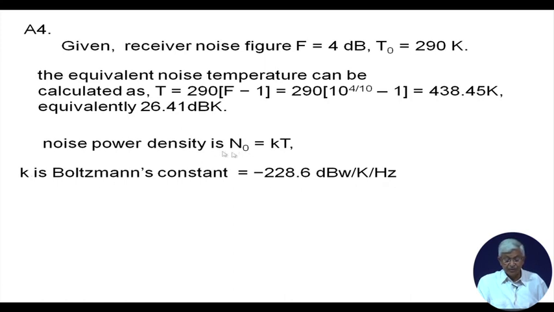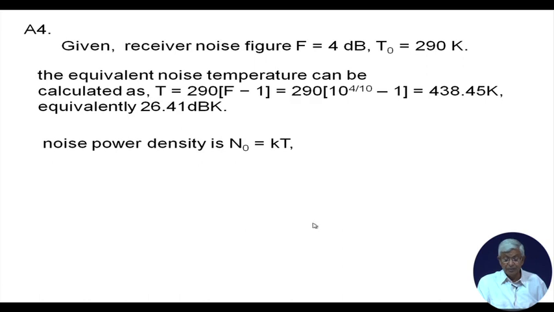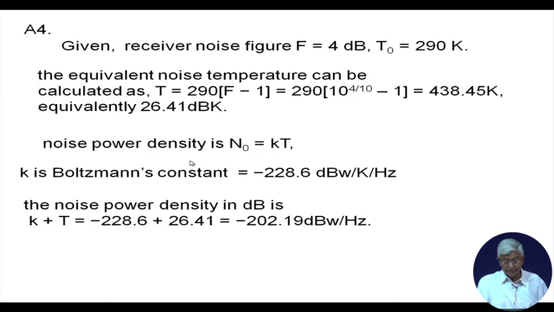So, this N0, if I want to do it in dB, then it will be K in dB and T in dB, minus 228.6 and T we have got 26.41. So, it comes out to be minus 202.19 dBW per hertz, and our options were 228.6, 170, 202.2, minus 100. C seems to be nearest. So, appropriate option is C.